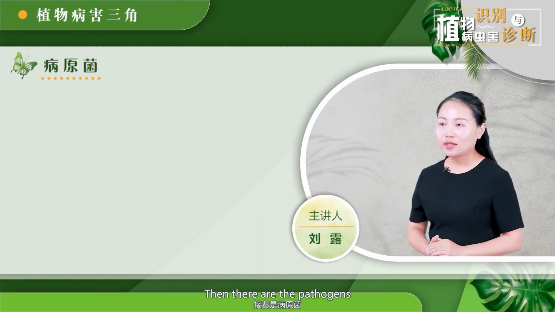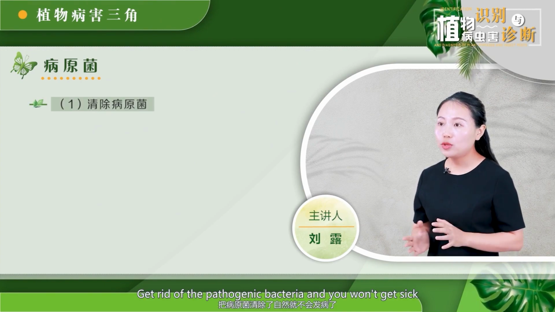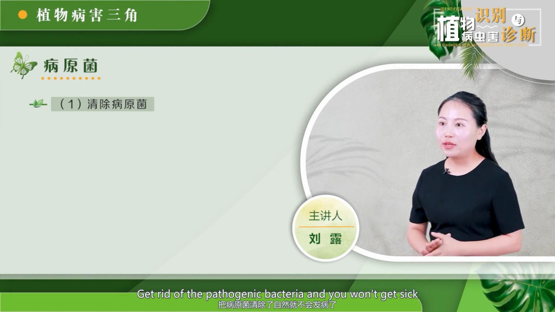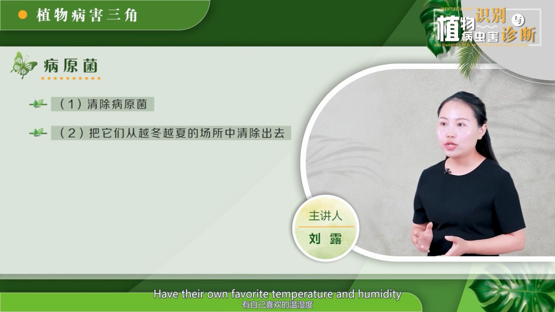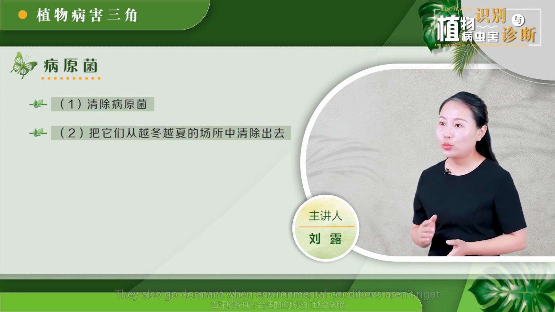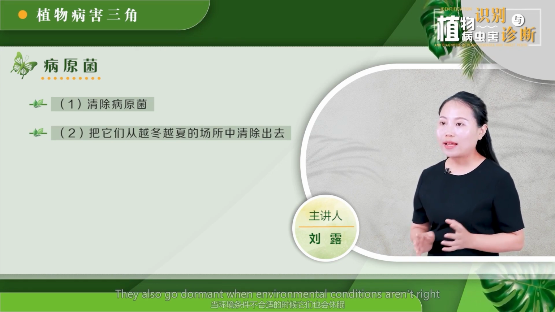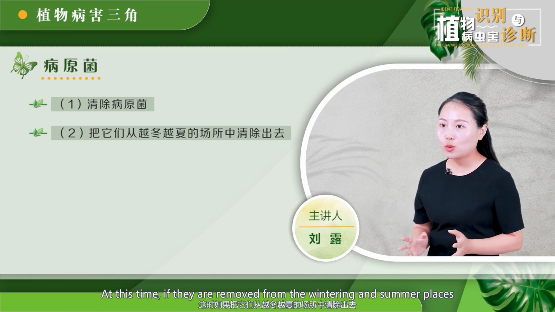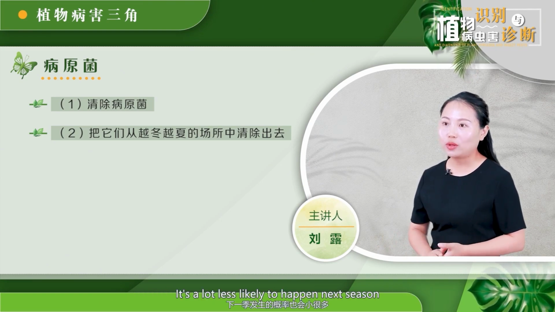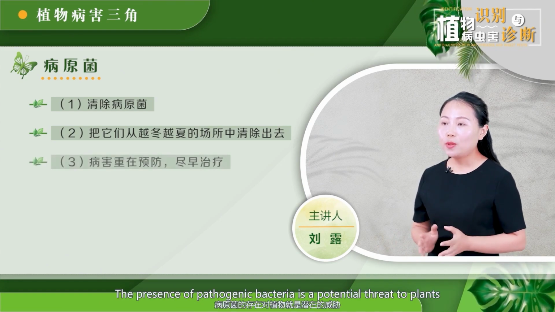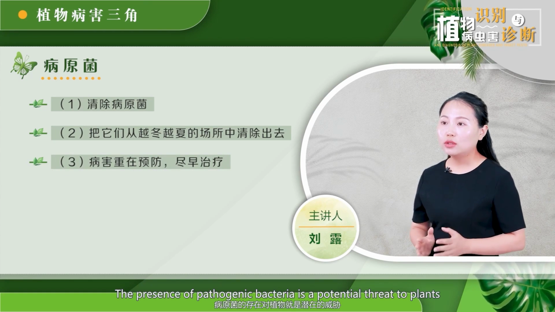Then there are the pathogens. Diseases are caused by germs. Get rid of the pathogenic bacteria, and you won't get sick. Pathogens are just like people, with their own favorite temperature and humidity. They also go dormant when environmental conditions aren't right. At this time, if they are removed from their wintering and summering places, it's a lot less likely to happen next season. The presence of pathogenic bacteria is a potential threat to plants.